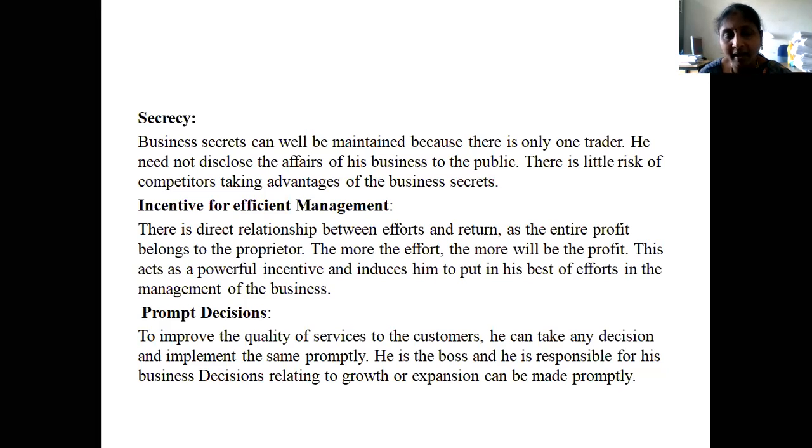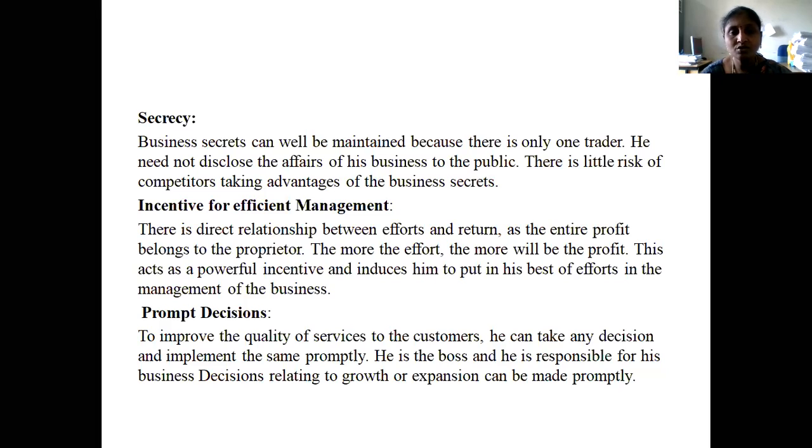Principal will take it to that management. A lot of people are there in that organization to implement a particular thing. But in an individual business, whatever decisions they want to take, they can take that decision promptly and implement things in a very short span of time.